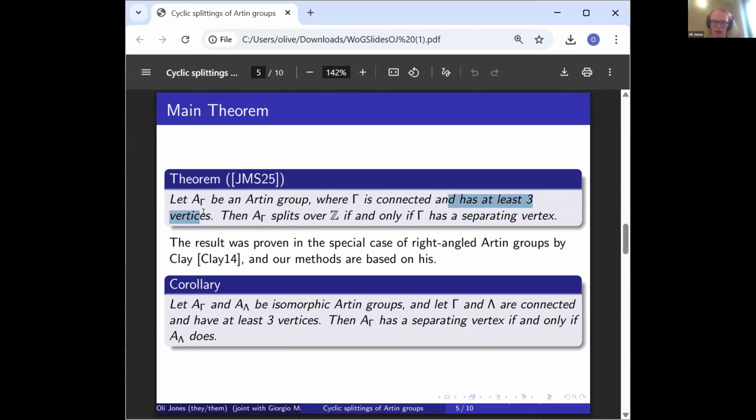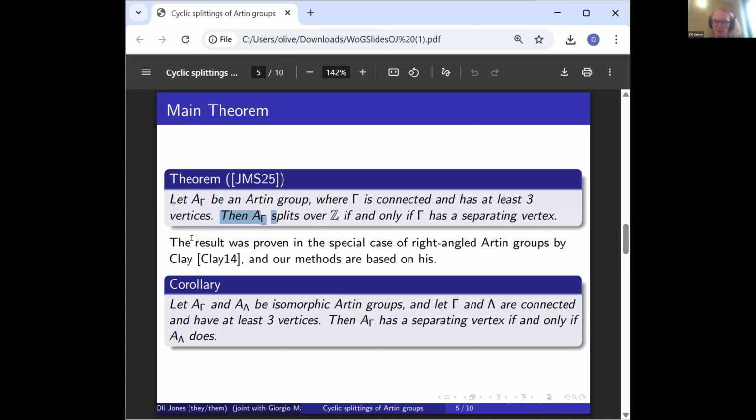And we ask that it has at least 3 vertices. This is because 2-generated Artin groups do split over Z in a well understood way, but there's no separating vertex. So yes, a further statement: at least 3 vertices. Then the Artin group splits over Z exactly if there's a separating vertex. So we can do a visual splitting like we saw on the last slide.